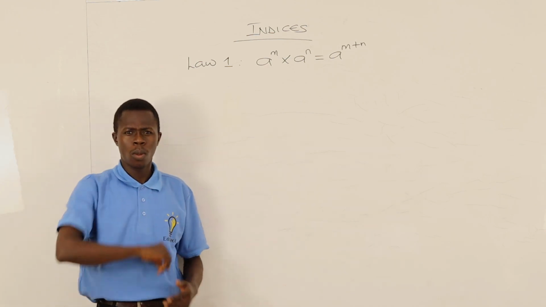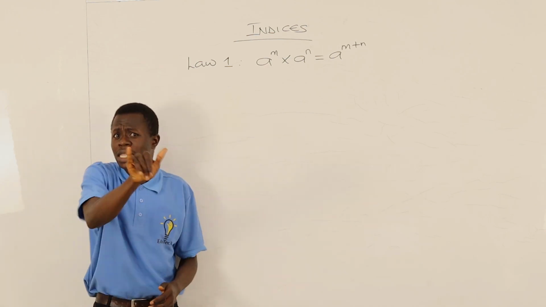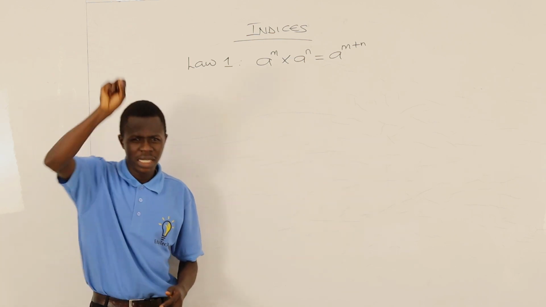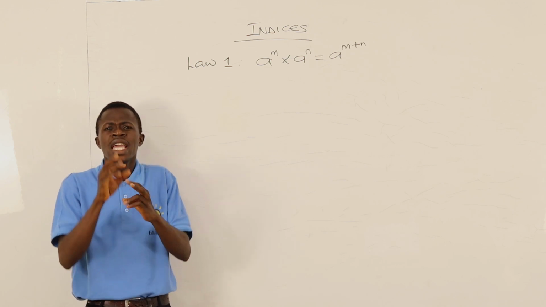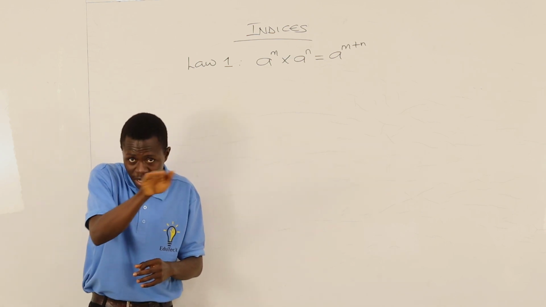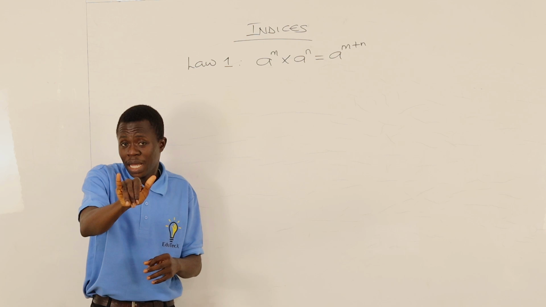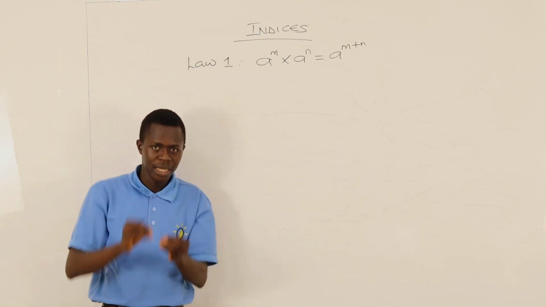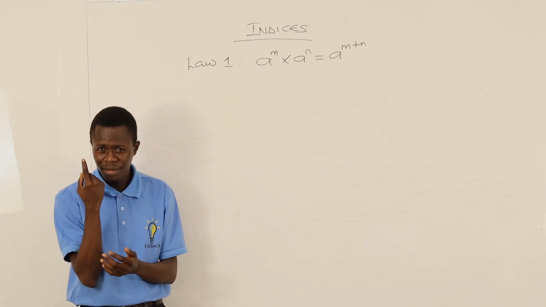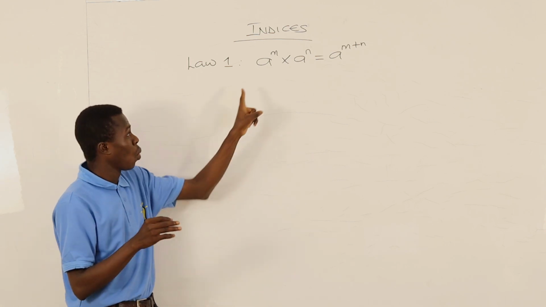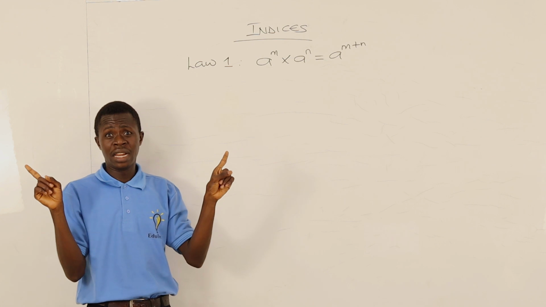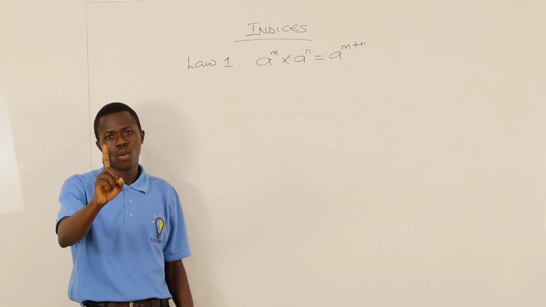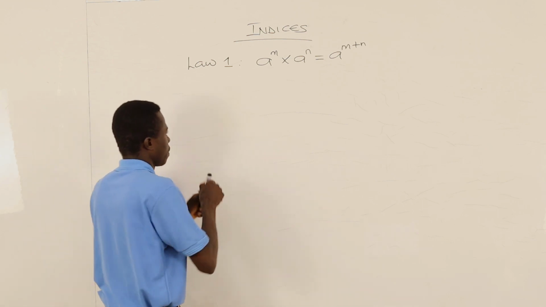And you should always remember that the bases should be the same. Realize that on the board we have a as the base on the first side and a as a base on the second side. So they should always be the same before you can apply this law. If the bases are not the same, then this law does not apply. I repeat again, if the bases are different, you cannot apply this law.